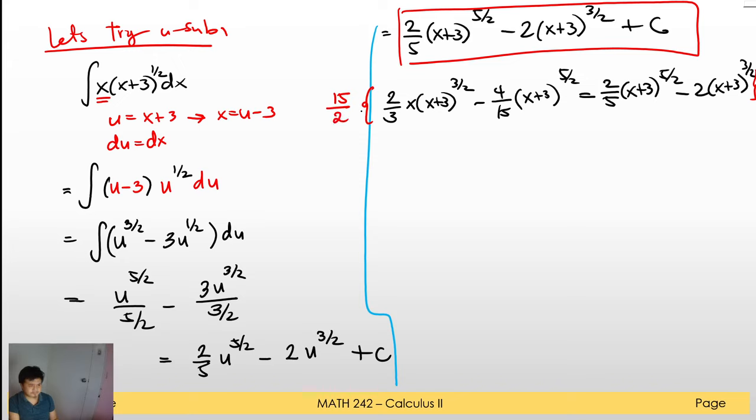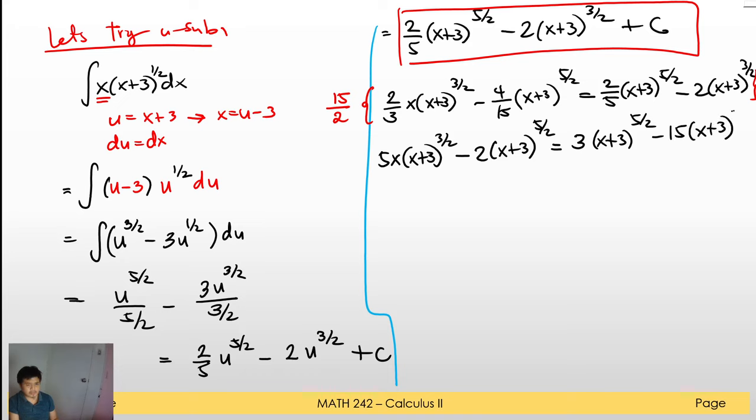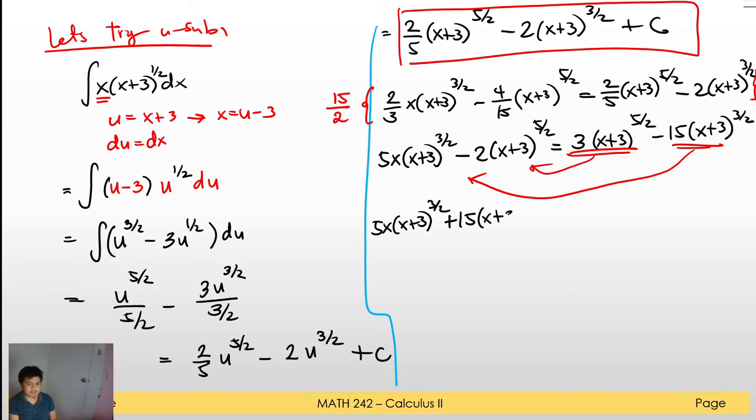So that this will become 5x times (x plus 3) raised to 3/2 minus 2x times (x plus 3) raised to 5/2 is equal to 3 times (x plus 3) raised to 5/2 minus 15 times (x plus 3) raised to 3/2. So we can transpose this one and also this one to the other side. So we have 5x times (x plus 3) raised to 3/2 plus 15 times (x plus 3) raised to 3/2 and then minus 2 times (x plus 3) raised to 5/2 and then minus 3 times (x plus 3) raised to 5/2. So everything on the right hand side should be 0, no?